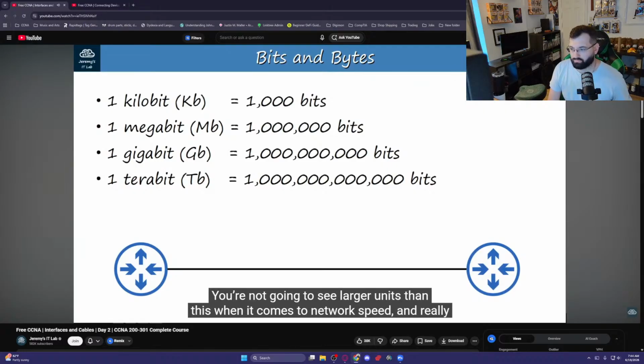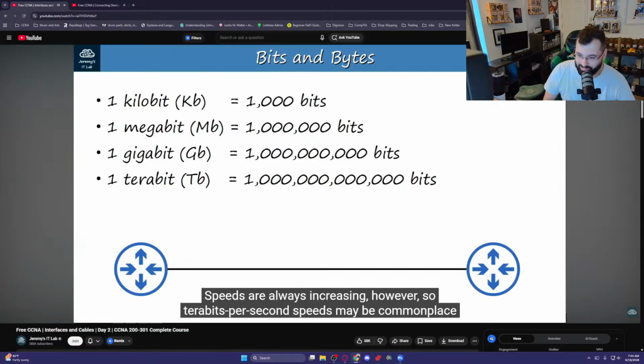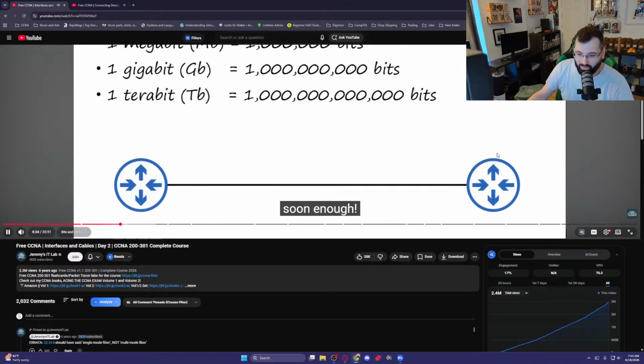You're not going to see larger units than this when it comes to network speed, and really you're not going to see terabits either. Speeds are always increasing, however, so terabits per second speeds may be commonplace soon enough. How old is this? 6 years old?